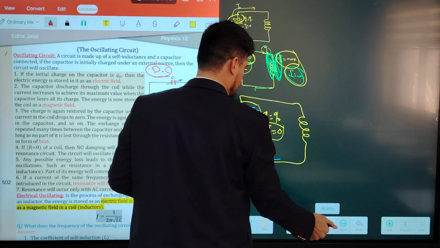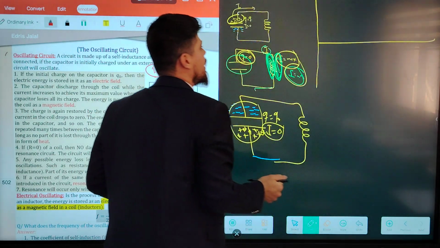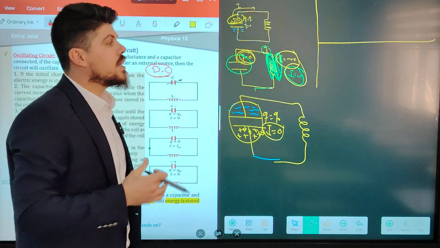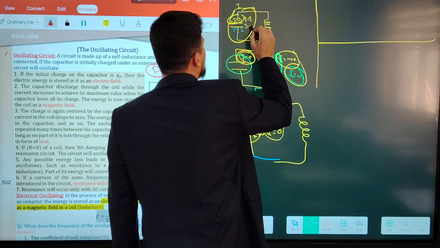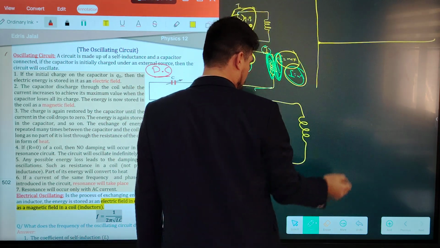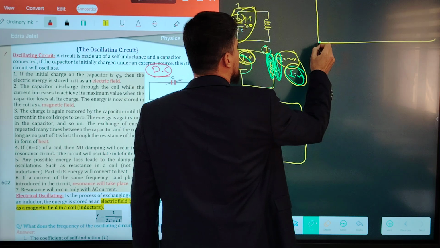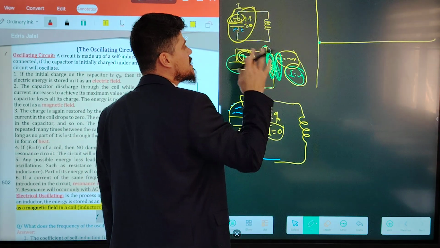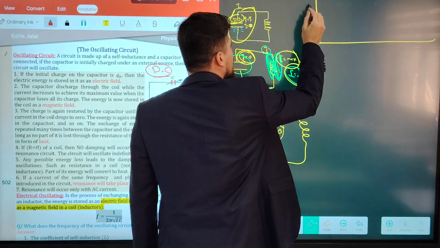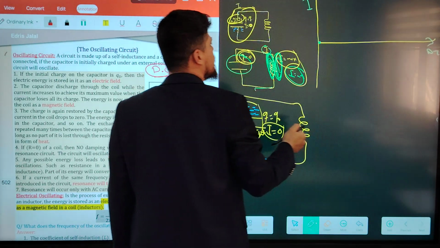In the oscillating circuit, we have frequency. Okay, this oscillation has frequency. How? At first, the magnitude of the current is 0. When the charge of the capacitor reaches maximum, current is 0. Okay, current is 0. This is time and the current.